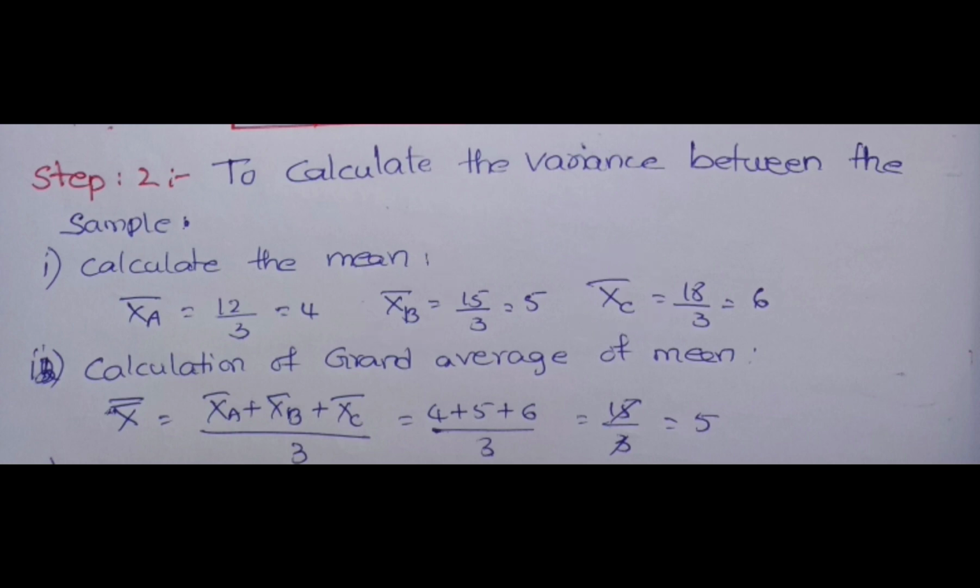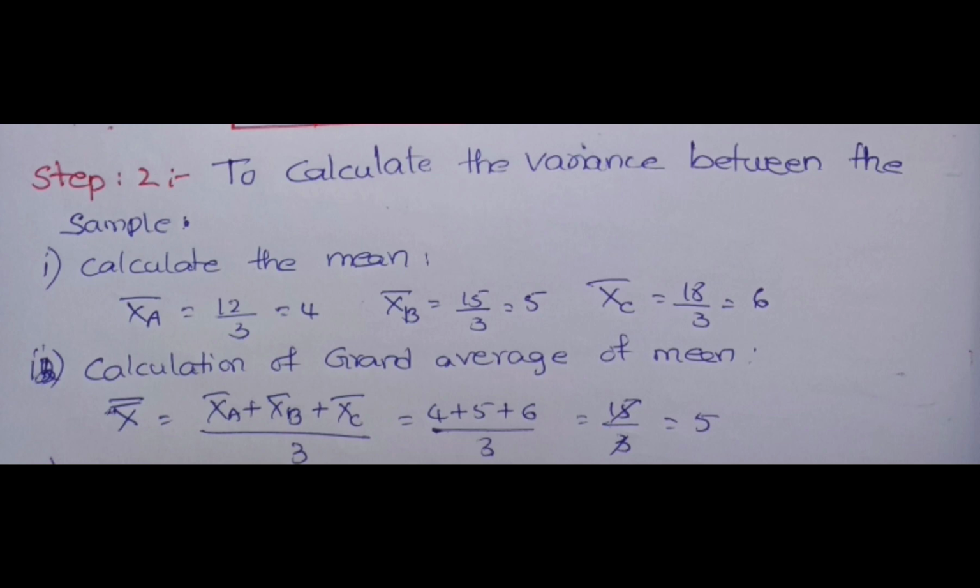Next, we should calculate the grand average of the means. Grand average is denoted by X double bar. We get the X double bar value by dividing the sum of all the means by the number of columns. That is, we will get the value as 5.